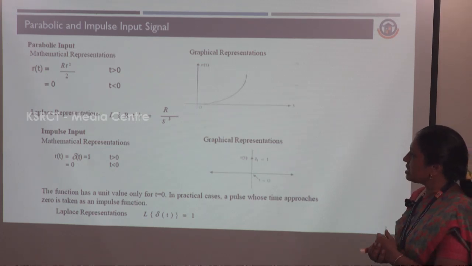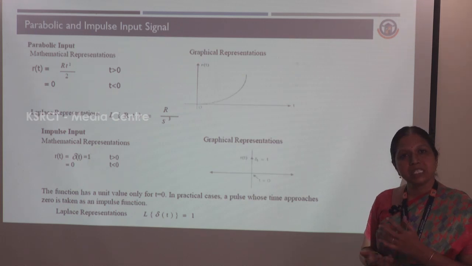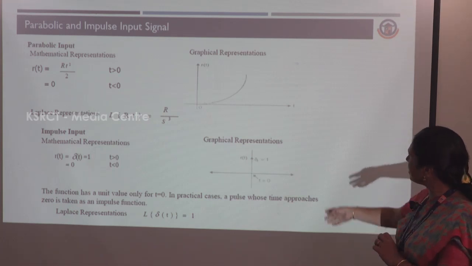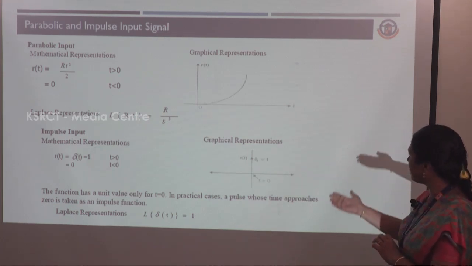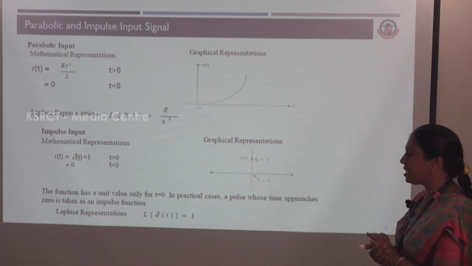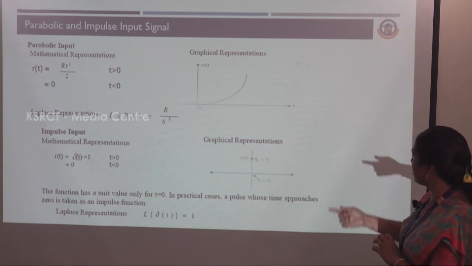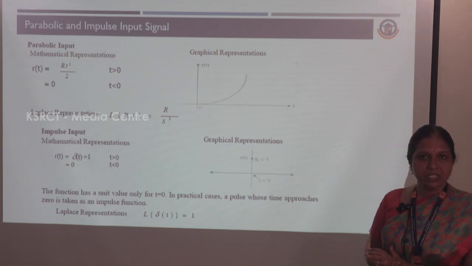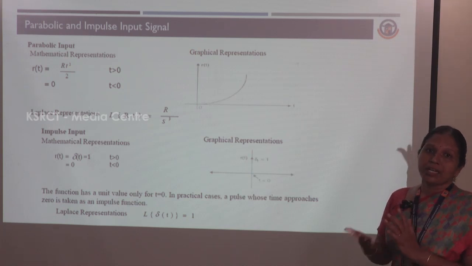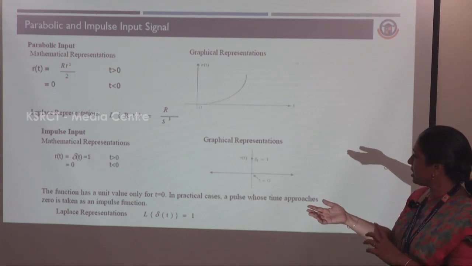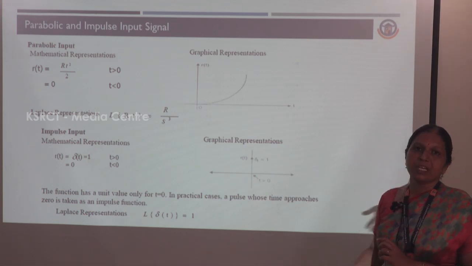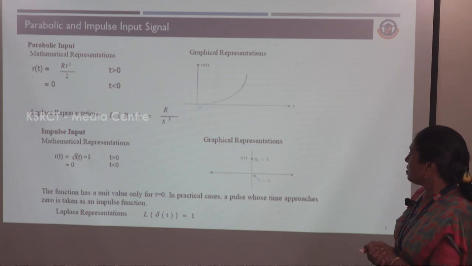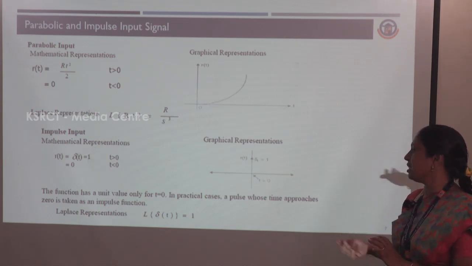And the next one is the impulse input signal. Impulse input signal signifies the sudden shock. Here in this graphical representation we can see that the impulse signal will be equal to 1 when t equal to 0, and the impulse signal will be 0 for time not equal to 0. So, we can get the input only when time equals 0. For the remaining values of time the impulse signal will be 0. So, the Laplace transform of the impulse signal is 1.